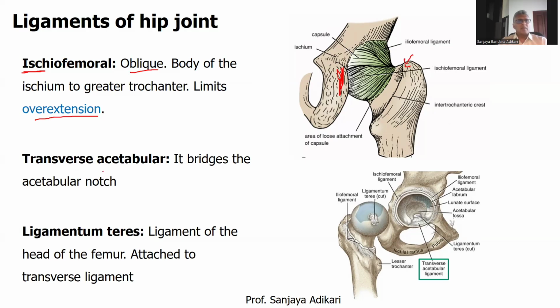Then you have other ligaments. You have the transverse acetabular ligament here, which bridges the notch in the acetabulum. And then you have the ligamentum teres, or the ligament of the head of the femur, which attaches the head to the acetabulum.